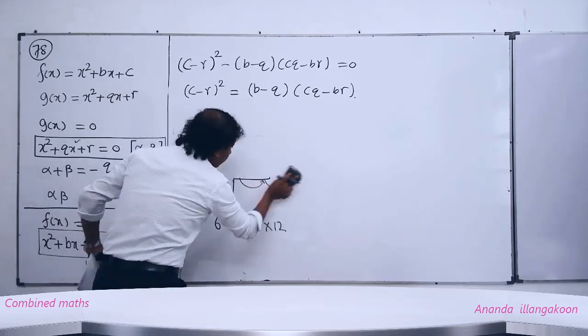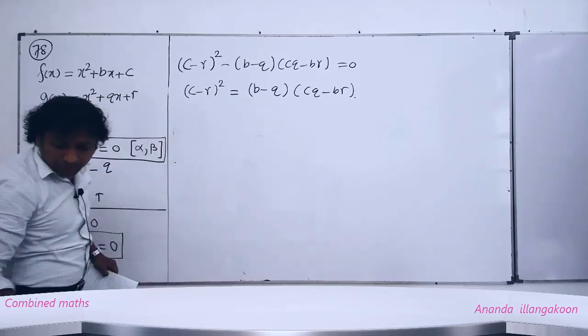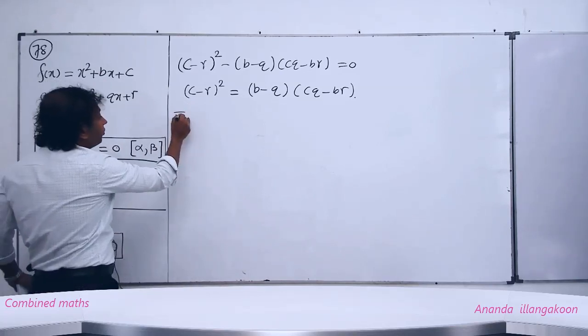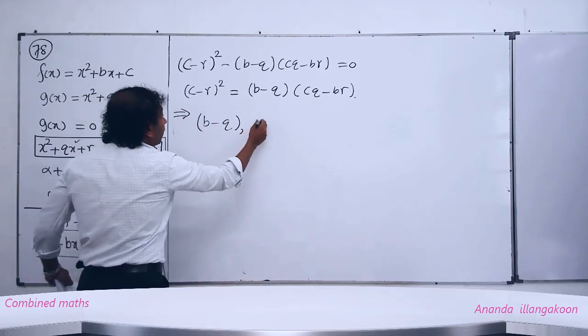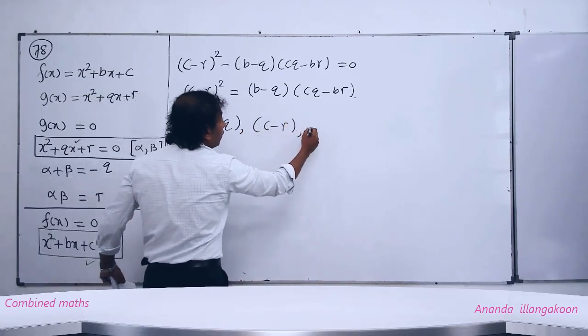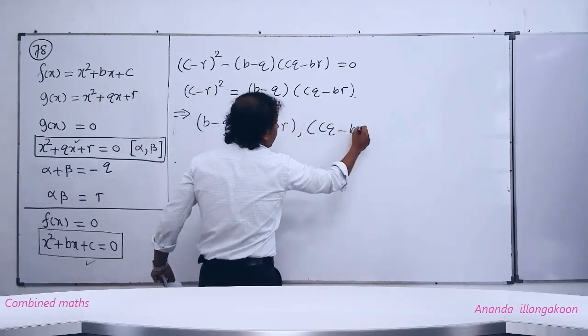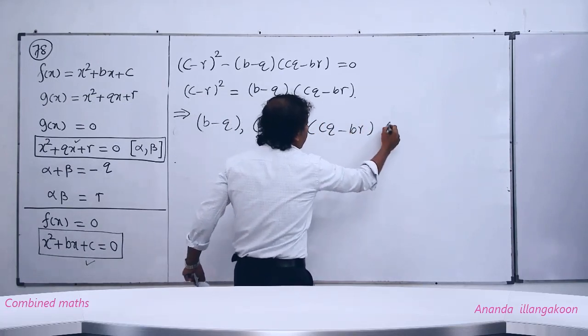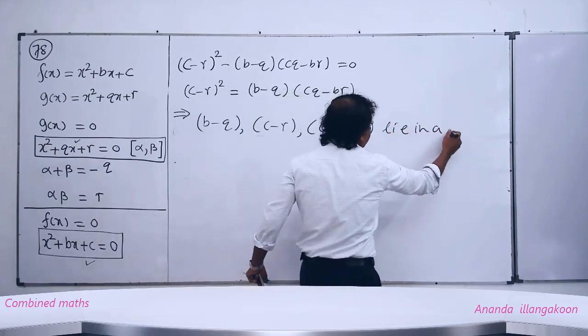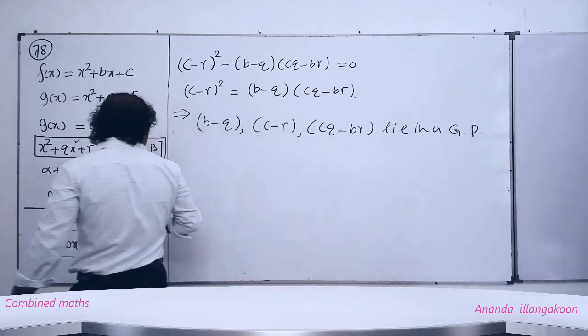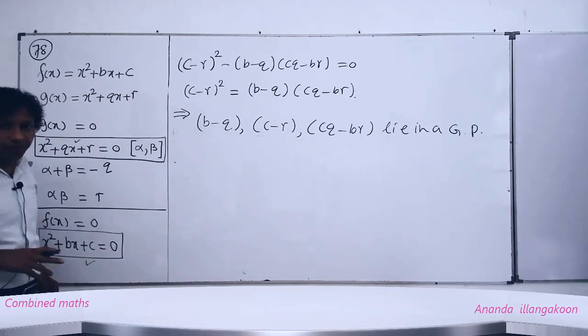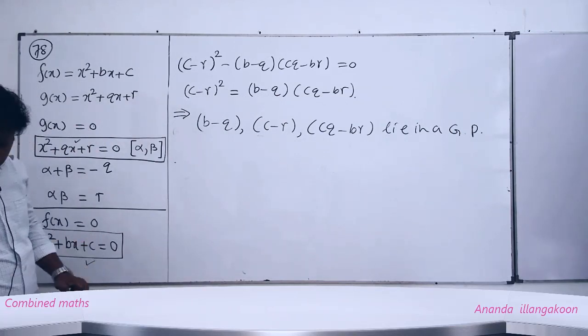Then you can write this implies (b minus q), (c minus r), (cq minus br) lie in a geometric progression. So that is how we get that answer. Okay, people, now next one.